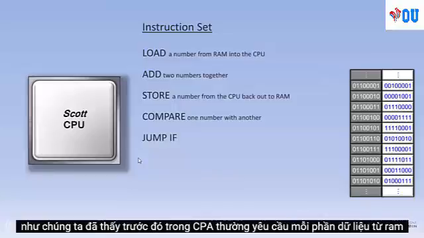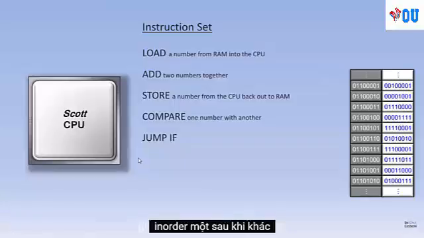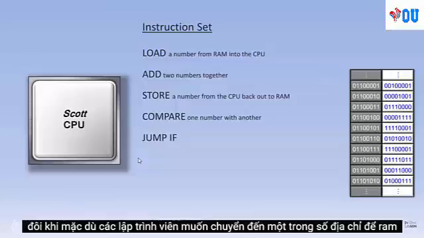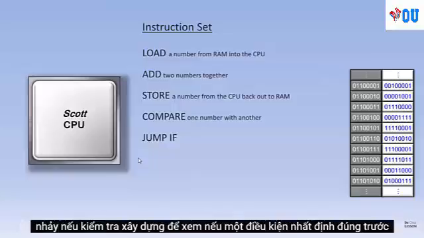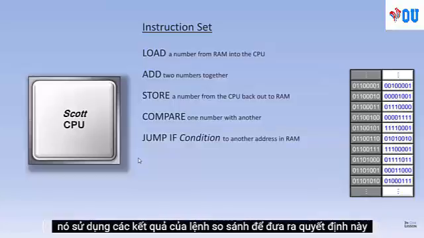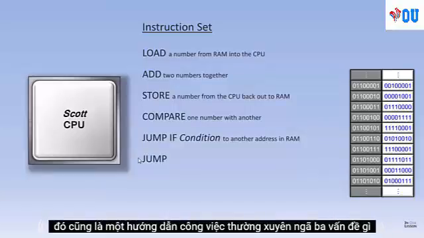As we saw earlier, the CPU generally requests each piece of data from RAM in order one after the other. Sometimes, though, the programmer wants to jump to an out-of-order RAM address to process some other instructions in memory. The jump if instruction checks to see if a certain condition is true before it jumps. It uses the results of the compare instruction to make this decision. There is also a regular jump instruction that jumps no matter what.